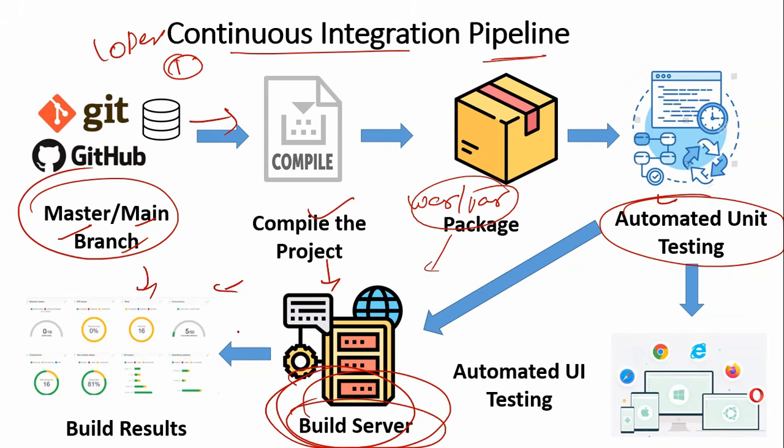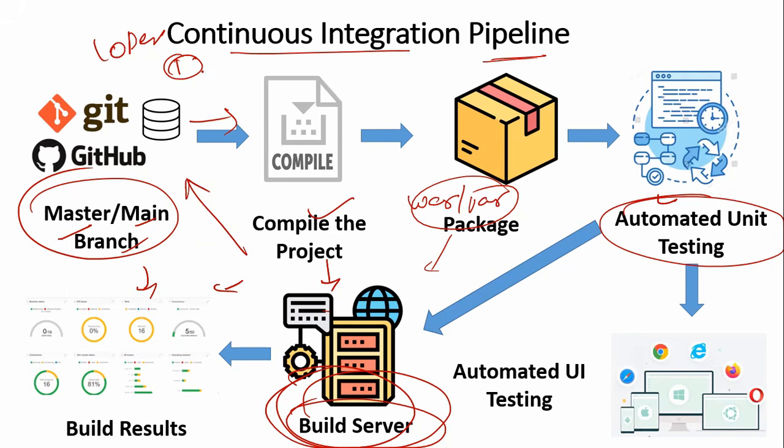If you take Facebook and all, per day at least 2000 builds will be there. 2000 builds, I'm not exaggerating, you can google it. If you take Amazon and all, 2000 to 3000 builds per day they will build. In the sense that someone will check in the code, so they will know very early that there is a problem in the code.